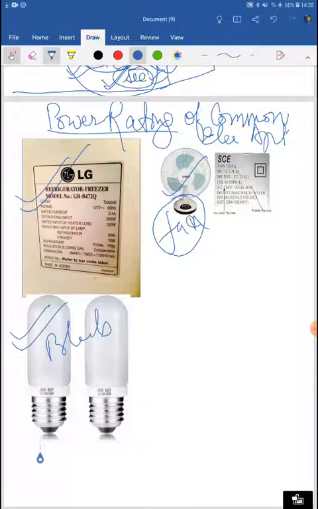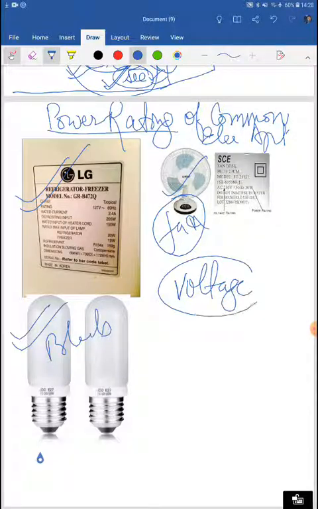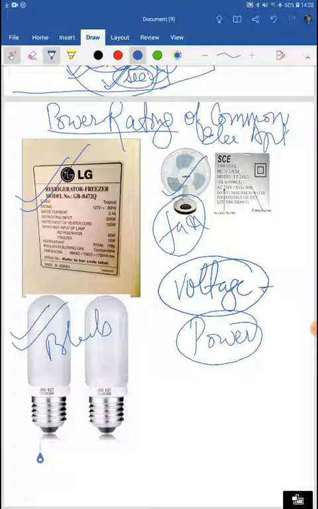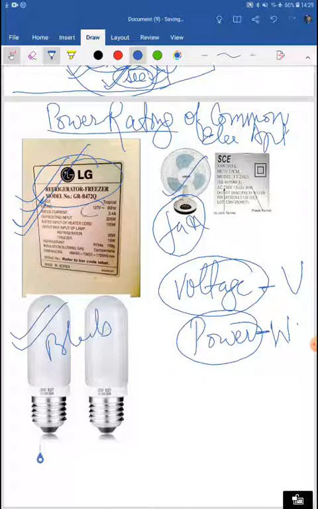Now what is power rating? Now power rating has 2 things on it. One is the voltage, that is volt, another one is the power. So you will see these 2 things, that is V, and the other one is the watt. So, for example, here on the refrigerator, you see it's written 127 volt.